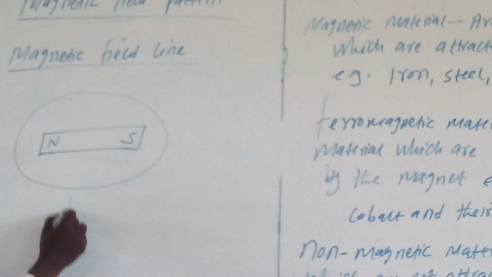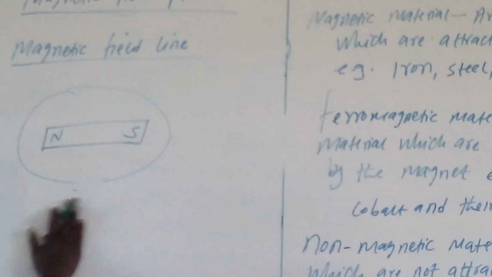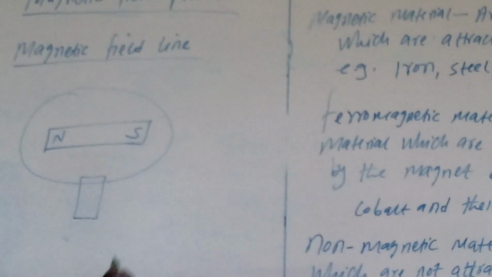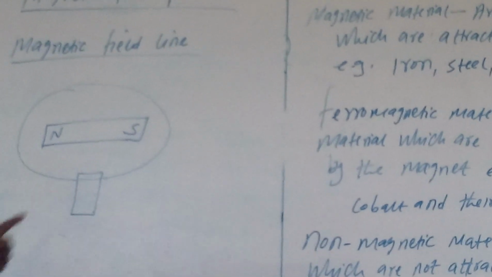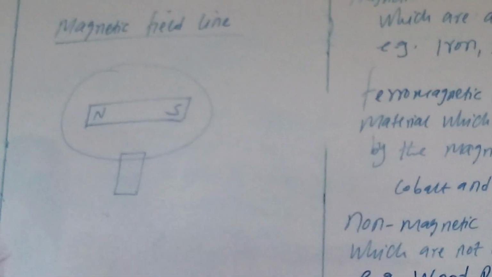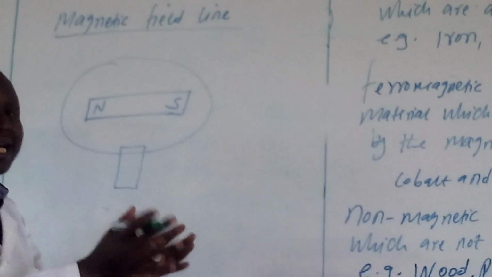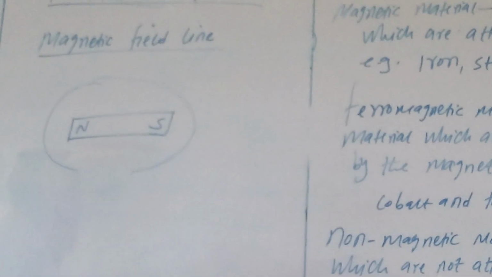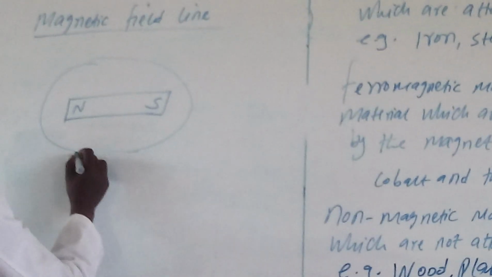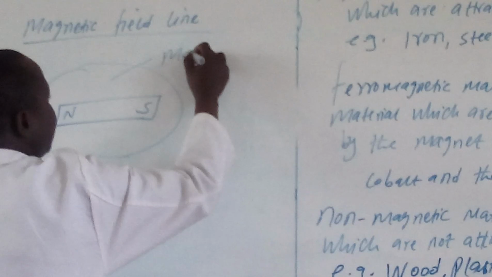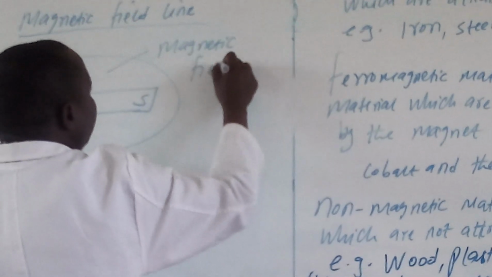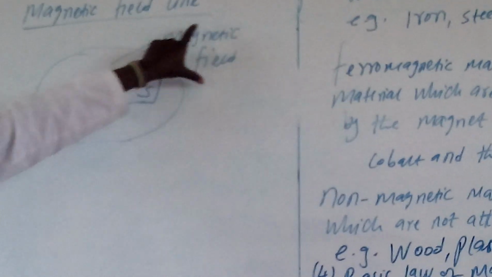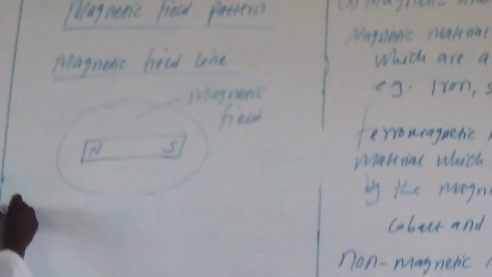So that means if you take a magnetic material and bring it here, there is no attraction. But when you bring it inside the magnetic field, there will be a magnetic attraction. As you move the magnetic material away from the magnet, that attraction is weakened. But as you make it closer to the magnet, it becomes strong. So that means around the magnet, there is a region or a space where the magnetic influence is felt. This region is called the magnetic field. So then we will now define this magnetic field. What is magnetic field?